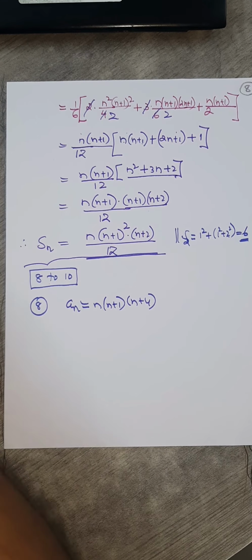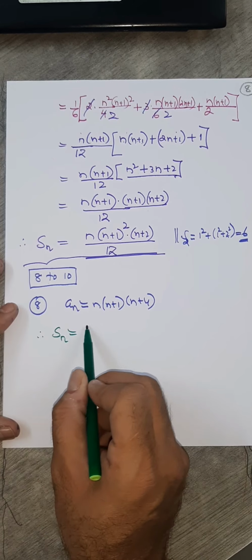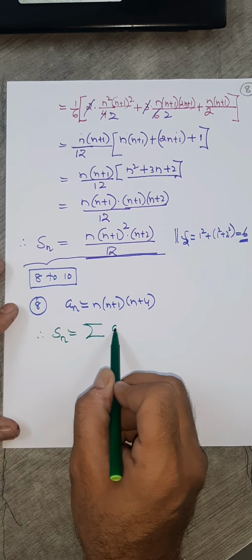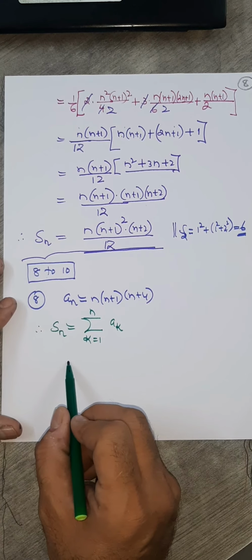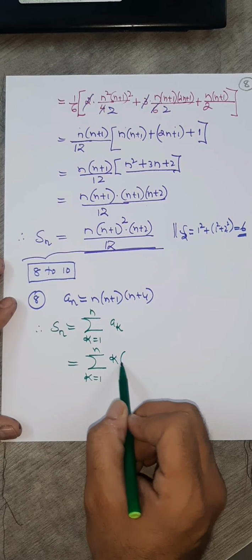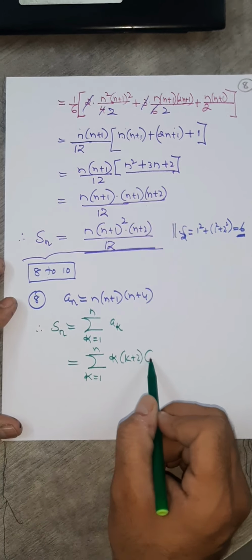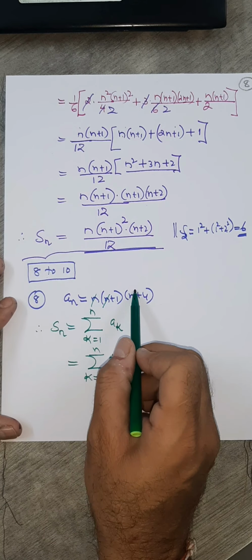In the earlier question 7, you were deciding what is asked: the sum of the n terms. That is Sn. So what we do? Just put the sigma in front of the above notation and write ak here. So sigma k runs from 1 to n of k into k plus 1 into k plus 4. Have you realized what I did? Just instead of n I wrote k.